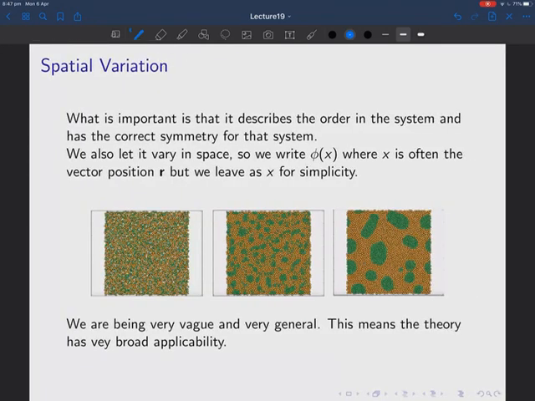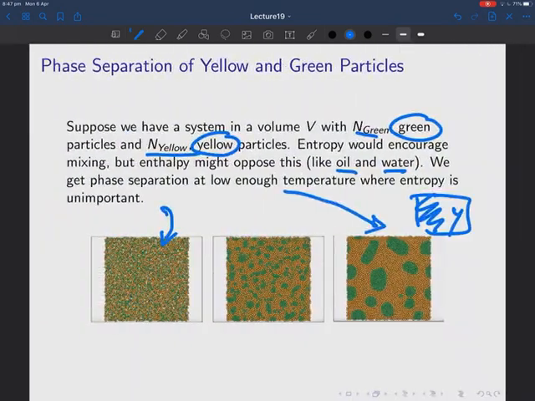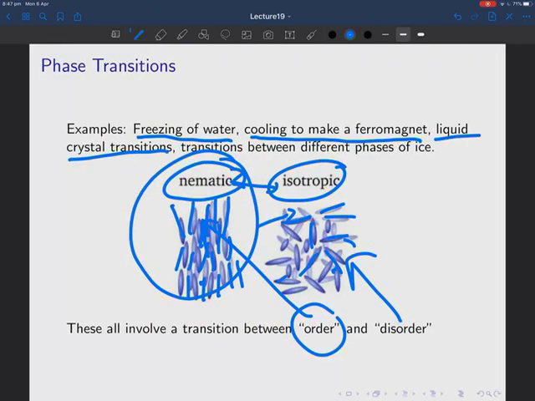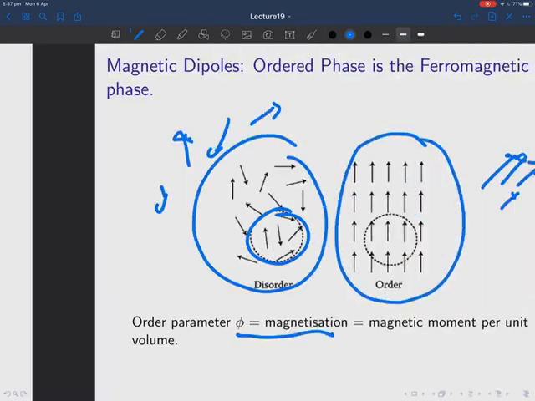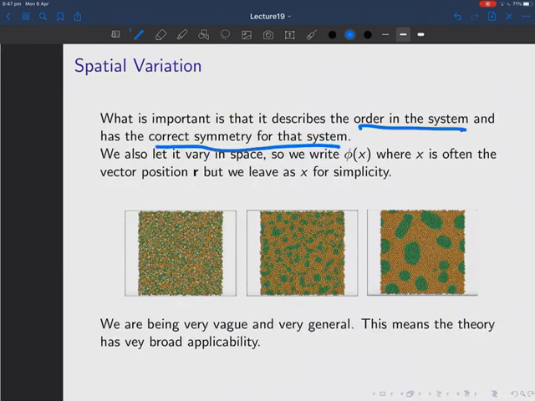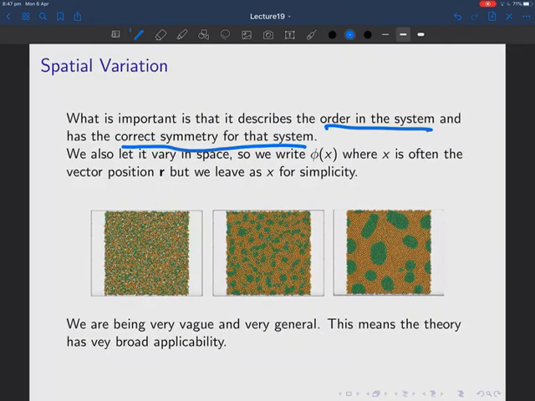What's important for order parameters is that they describe the order in the system for a start, and that they have the correct symmetry for that system. So if we go back, for instance, to a nematic system, nematic systems don't distinguish up from down. So our order parameter can't, for instance, be a vector. That direction and that direction are the same. So you've got to have the right symmetry here. Whereas in the magnetic system, you can have an order parameter which is a vector, because up and down means something different in this system. So that's what I mean by symmetry. That's quite a subtle point, and we won't go into that much here.